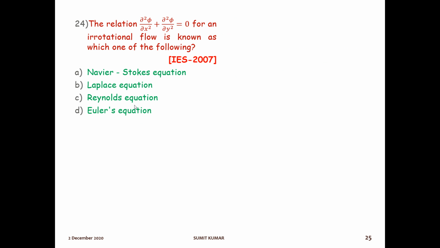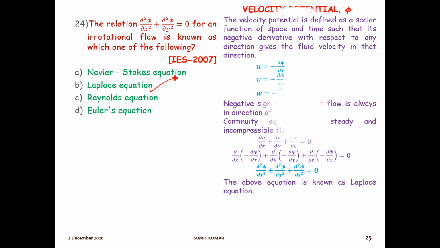The next question: the relation del square phi by del x square plus del square phi by del y square equal to 0 for an irrotational flow is known as the Laplace equation. In the previous slide we already read this Laplace equation, in terms of velocity potential. So the Laplace equation in terms of velocity potential is this equation, and option B is the correct answer.